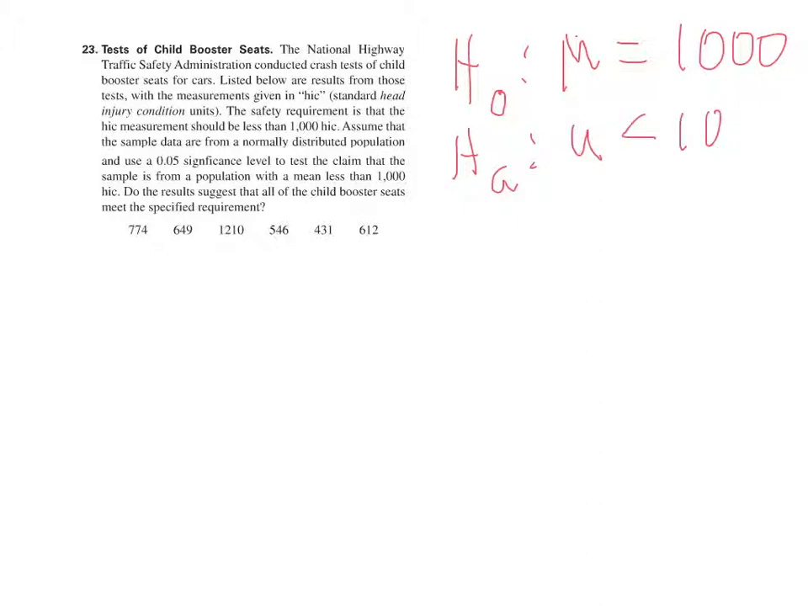So in other words, are these meeting the requirements? So I guess our null hypothesis is going to be that they don't meet the requirements, that it's equal to 1,000 or more. And then the test will be, nope, they're okay. They have less than 1,000. Their average is less than 1,000.